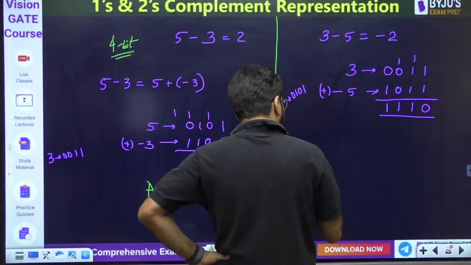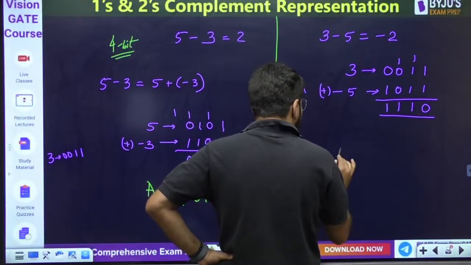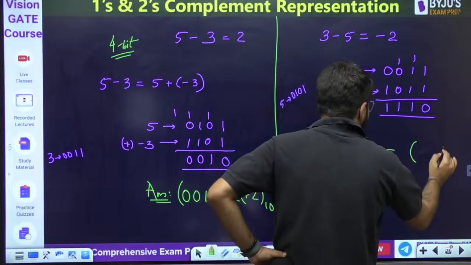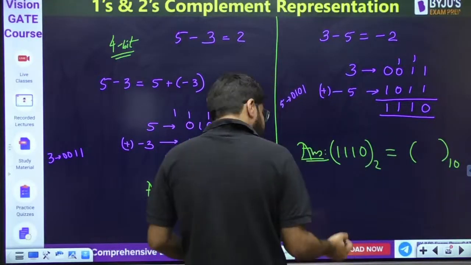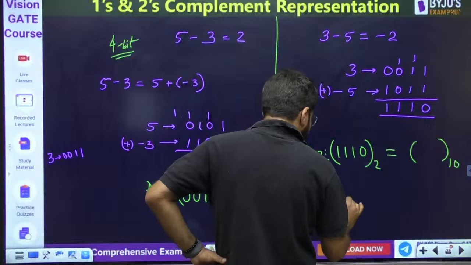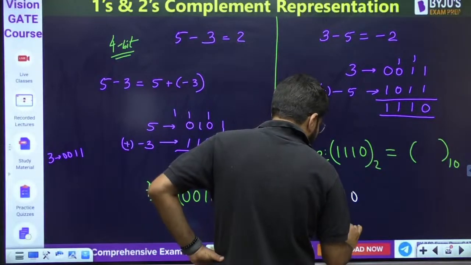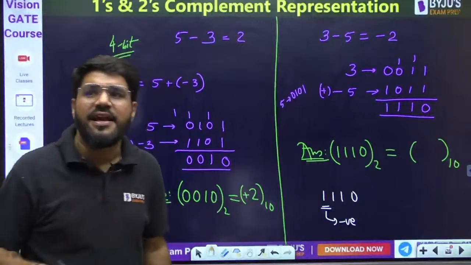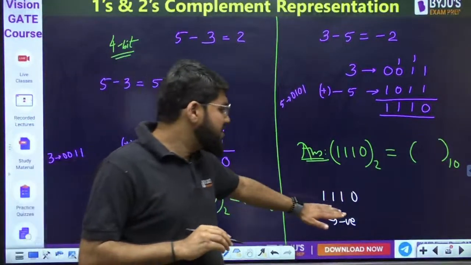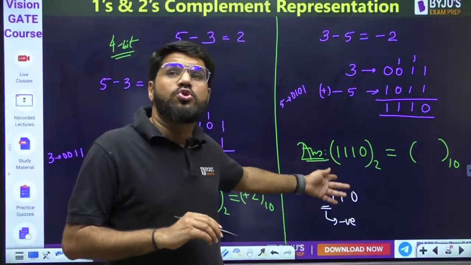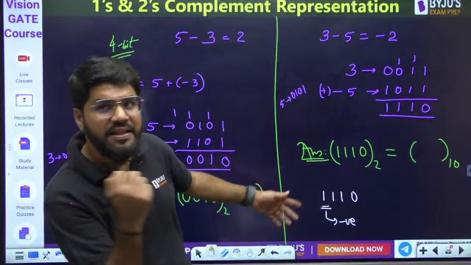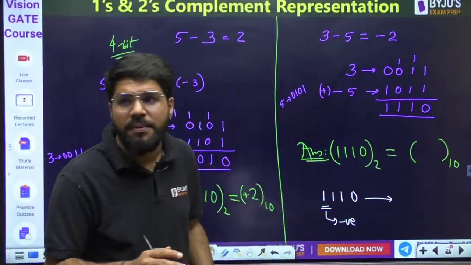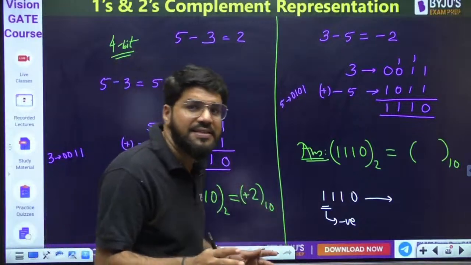Don't directly convert to decimal. So if I say the answer in binary, 1110, but how much is it in decimal? Dear, I just explained to you, 1110. First we will look at the MSB. MSB 1 means it is negative. That means if it is a negative number, it has been stored in 2's complement form. So what is the original binary form? The original binary form will be obtained by again taking the complement, because complements cancel each other.